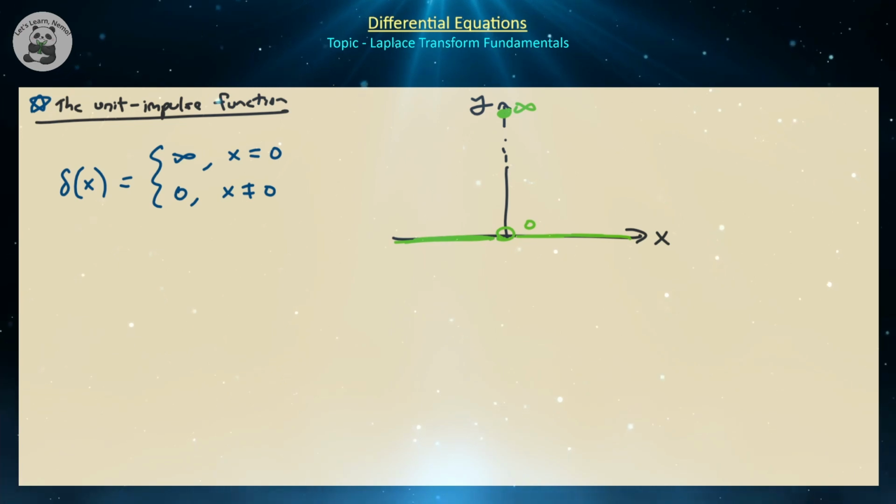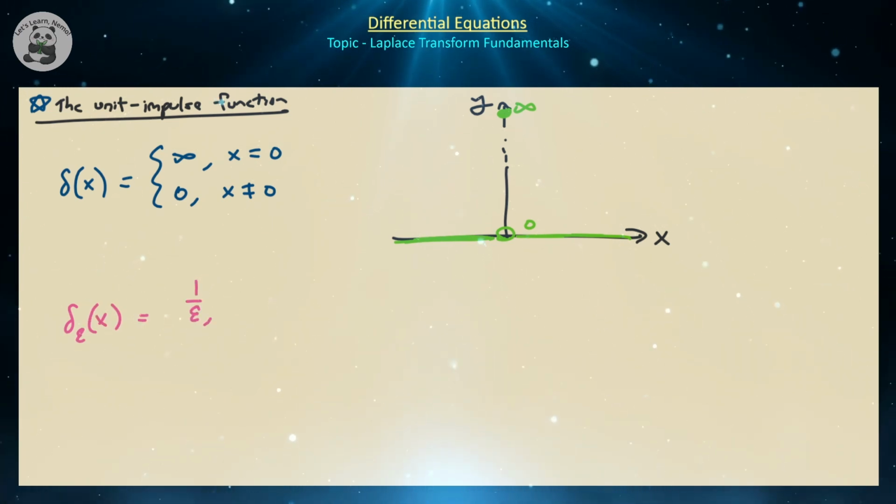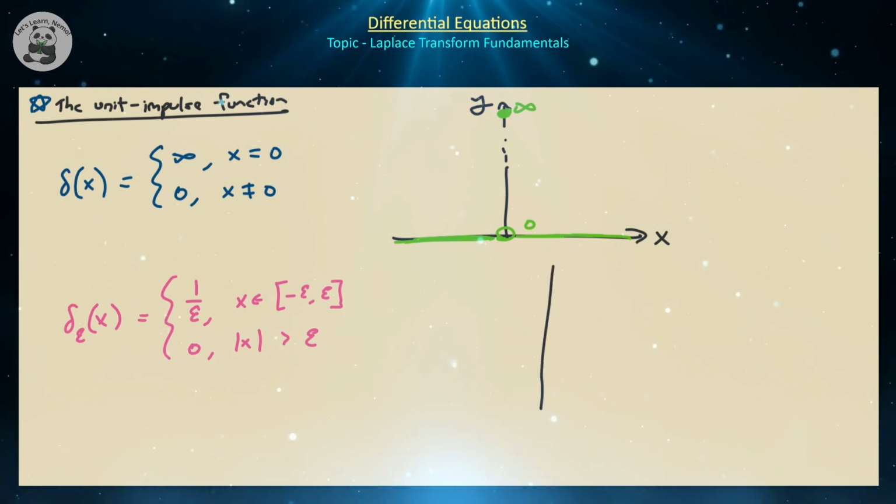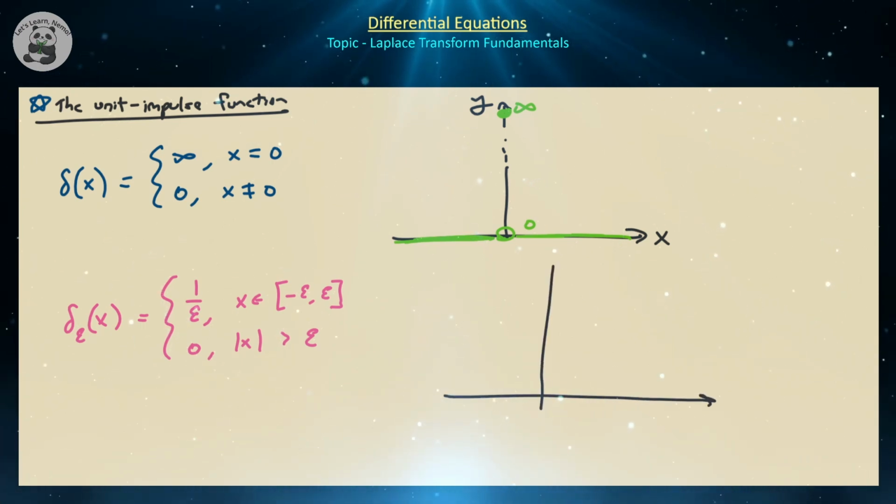So what we're going to look at is a limiting version of the unit impulse function, which I'm going to abbreviate by delta subscript epsilon of x, which is just going to be equal to 1 divided by epsilon for all x in the closed interval from minus epsilon to epsilon, and 0 provided that the absolute value of x is greater than epsilon. Right? So you might want to pause this video and see if you can graph this particular function.